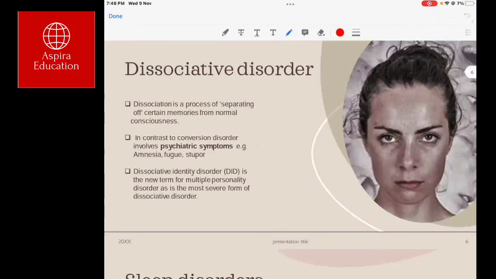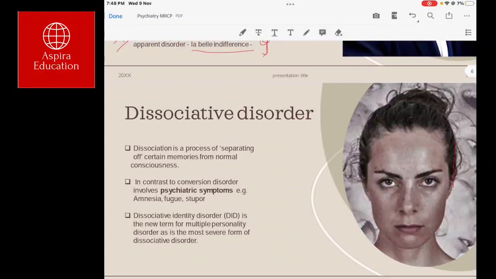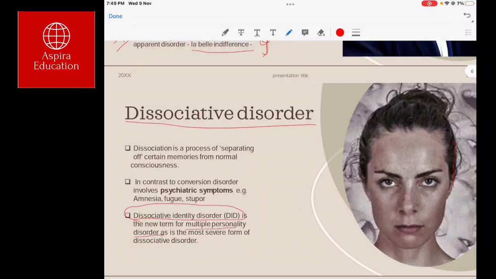Next we have dissociative disorder. Like you can see in this picture, this is very commonly shown in all the movies that we see. It is multiple personality disorder. It is also called dissociative identity disorder. This is another name for multiple personality disorder.